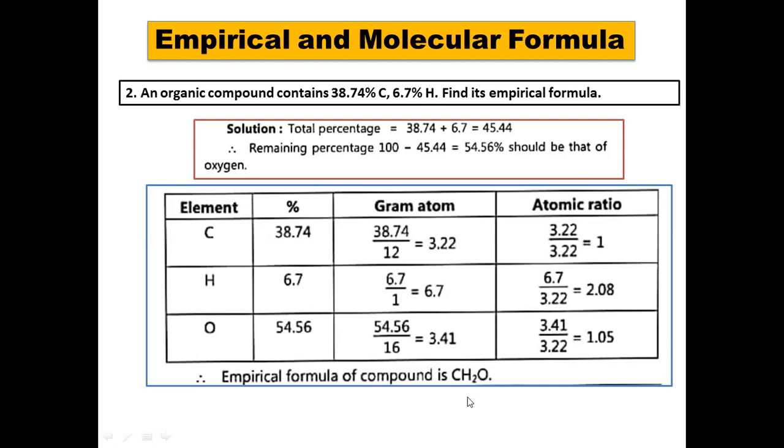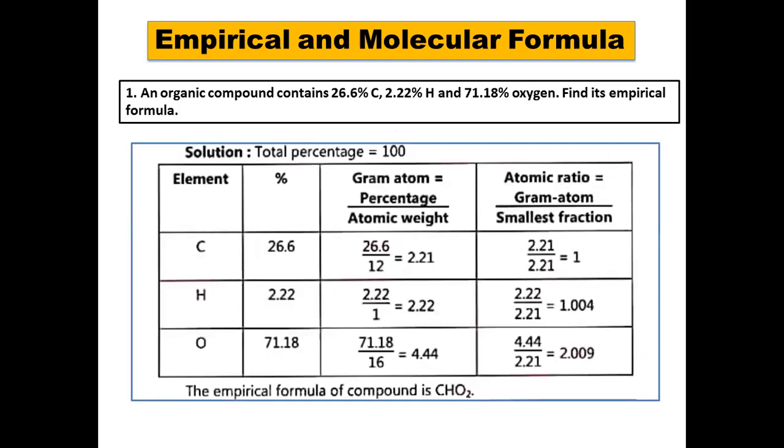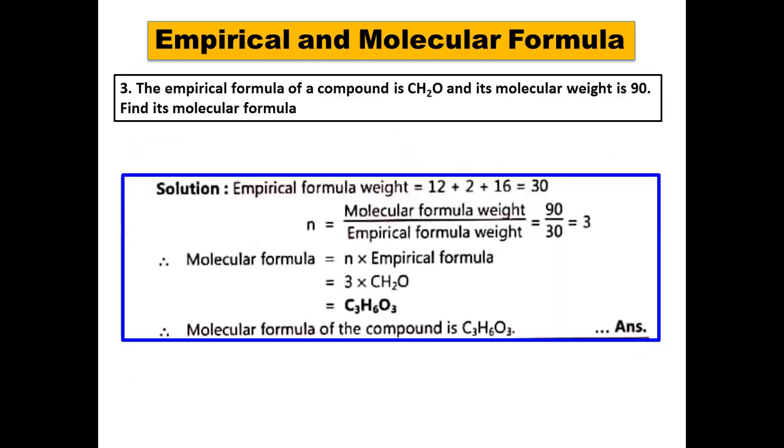So that is the empirical formula. Based on the atomic percentage, we are able to calculate the empirical formula for any given compound. So these are some calculations to find the empirical formula. Now empirical formula and molecular formula have another type of problem. For example, we can also calculate the molecular formula if the empirical formula and molecular weight are given. So what is the formula and how do we calculate it?